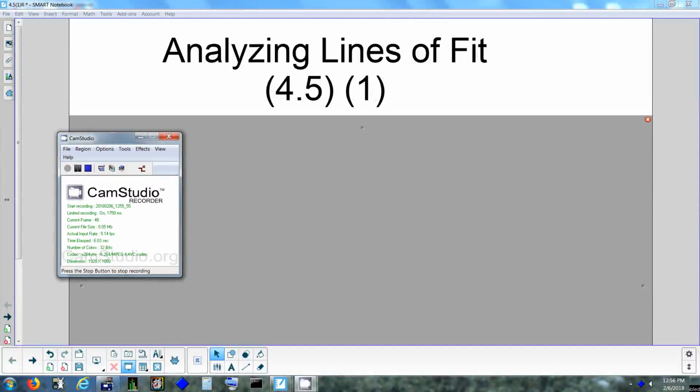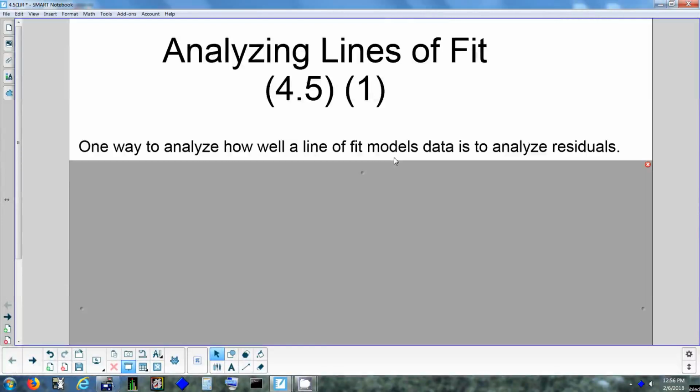Analyzing lines of fit 4.51. Alright, thank you, Will. What did he say? We're going to analyze lines of fit. Oh yeah, analyzing, yeah.